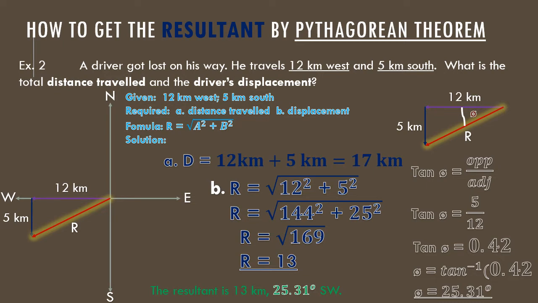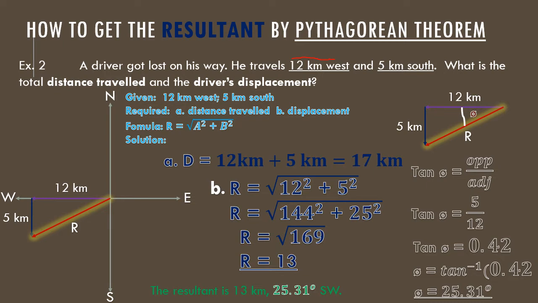A driver got lost on his way. He travels 12 kilometers west and 5 kilometers south. What is the total distance traveled and the driver's displacement?